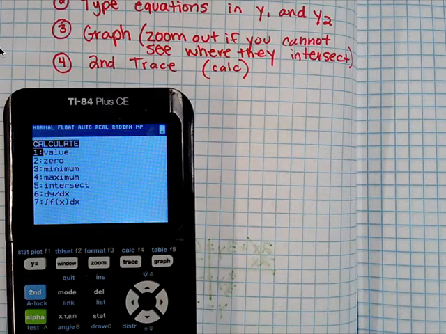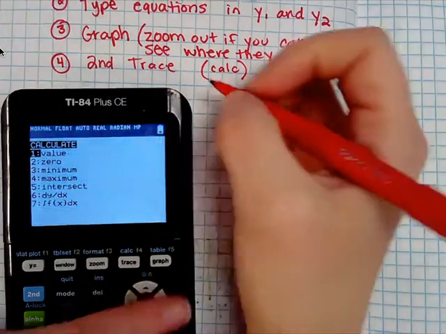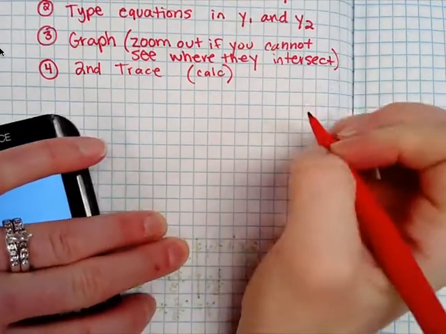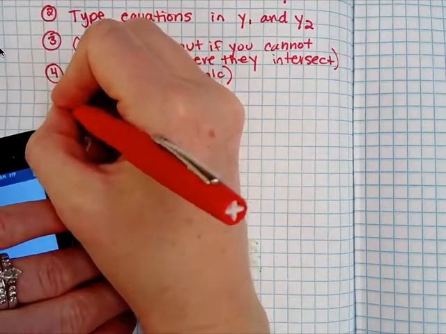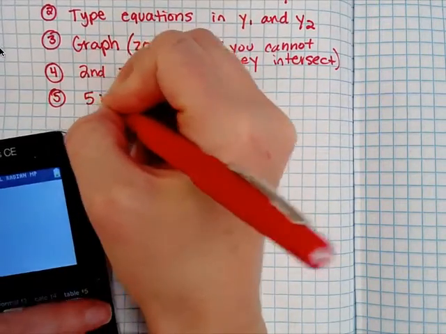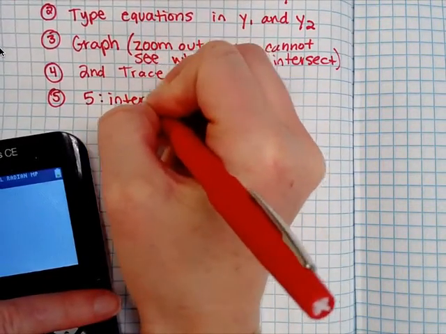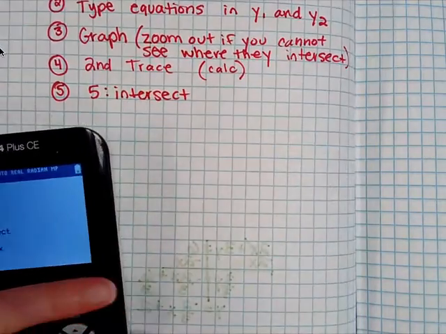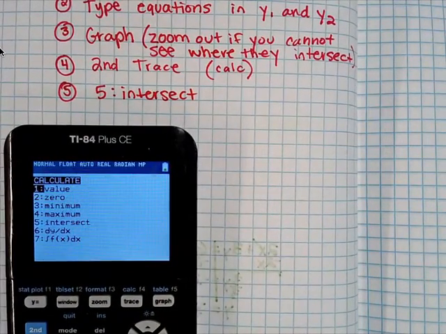Now look at our options. What are we going to click? 5. So I'm going to put number 5 is 5 intersect. We're trying to find the solution, which is also called your intersection point.